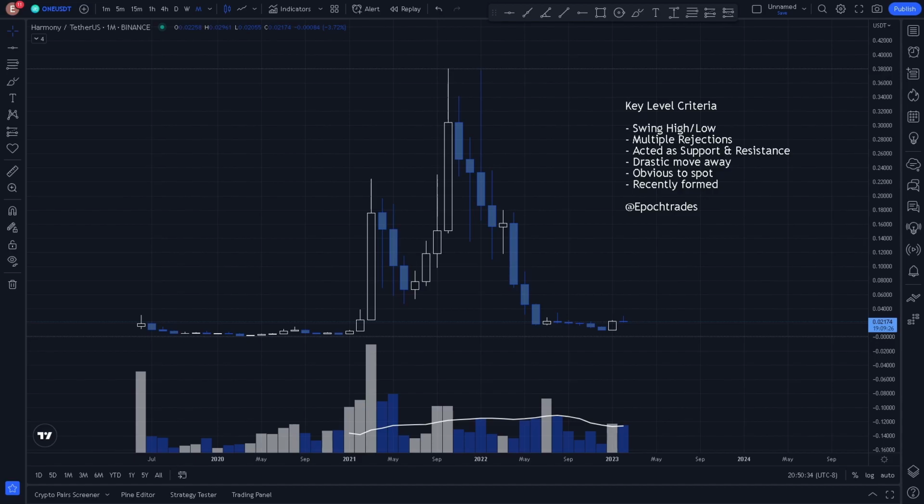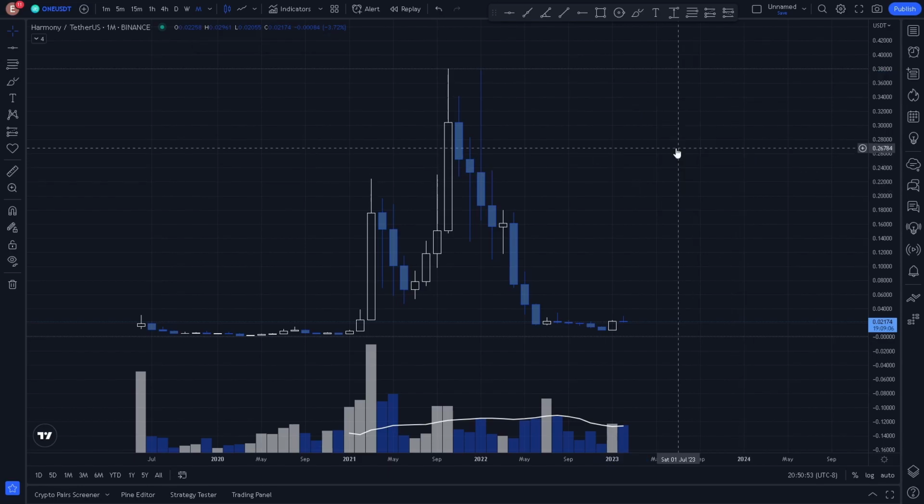Today we're going to be covering key levels on the monthly and weekly time frame for Harmony. So, as always, our key level criteria: we look for swing highs and swing lows, multiple rejections, acted as support and resistance, drastic moves away, obvious to spot, and recently formed. So, let's go ahead and hop right in.